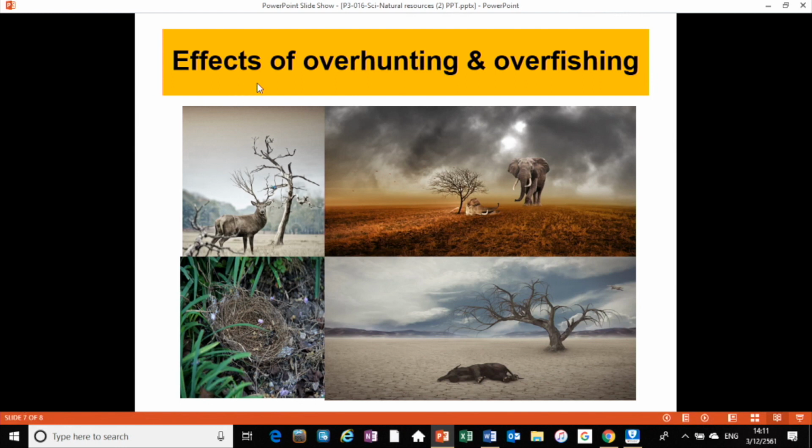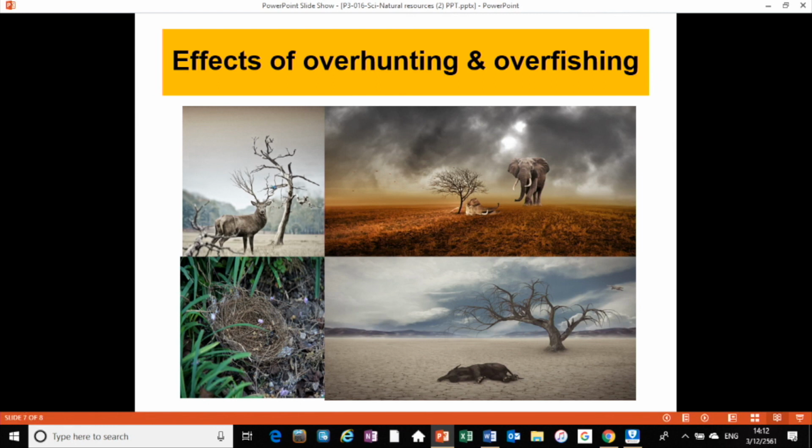Effects of overhunting and overfishing. You see? Look here. What animal is this? Elephant. Another animal, only a few left. They're all dying or they're all being killed. Why? Because you see the elephant, you see the front of the elephant? The two big white things, they're called tusks. Yes, they're made of ivory.